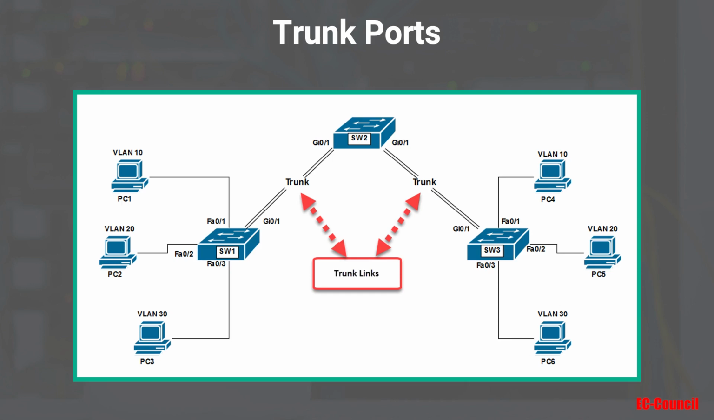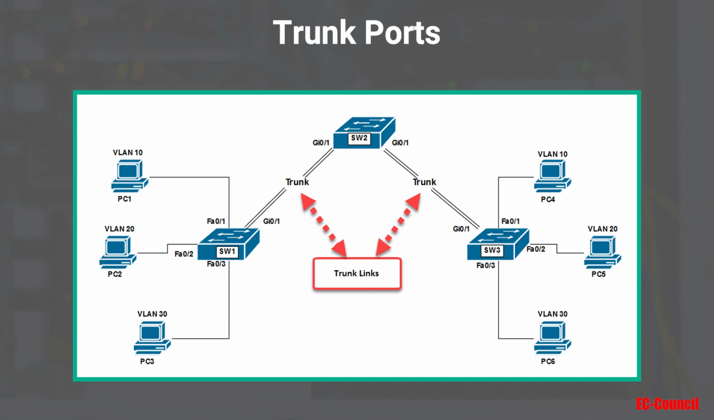The only problem is this. We need to create a trunk link between each of these switches. So between switch 1 and the middle switch, we need to create a trunk link to simply allow VLAN 10, VLAN 20 and VLAN 30 traffic to go across. On this side, we also need to create a trunk link to allow VLAN 10, VLAN 20 and VLAN 30 to go across as well. If we do not create a trunk, this VLAN traffic will not be able to pass.